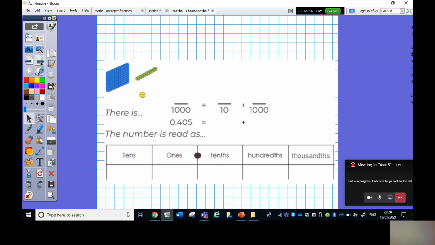Try again. Here's another one. Remember, draw your Deans, write it as a fraction and a decimal, and how you'd write it as a decimal. Come back when you've finished.